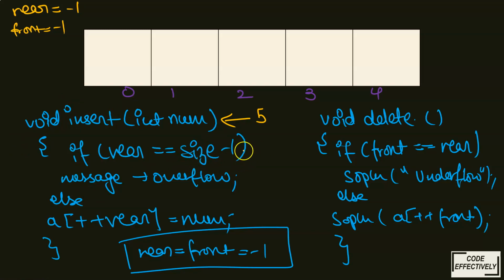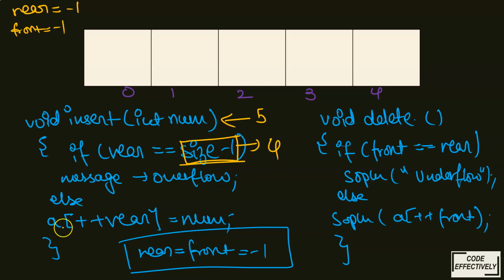Size minus 1 is related to the size of the array, because we keep on entering until and unless our array is full. When our array is full, we will say it is overflow. No, this condition is false, because what is size minus 1? Size minus 1 is 4. This condition will be true when rear is 4. So it is false.